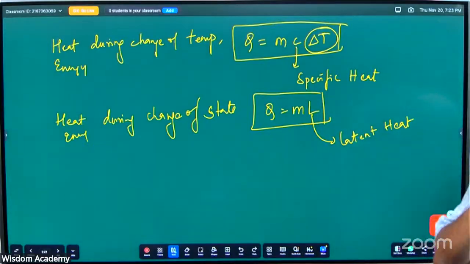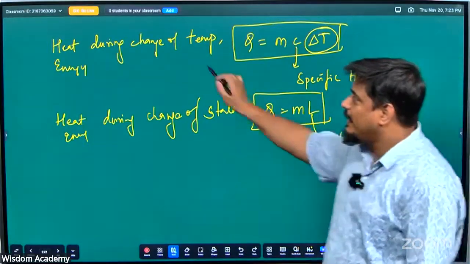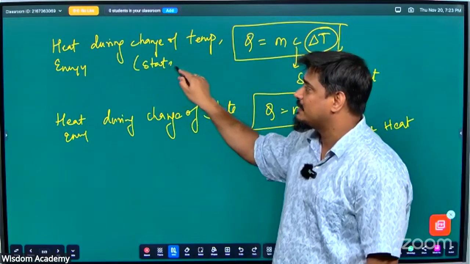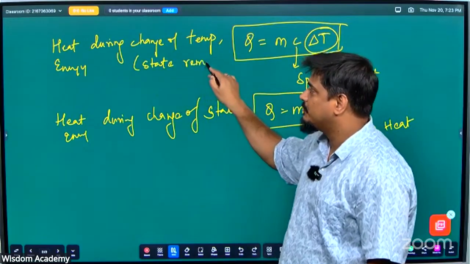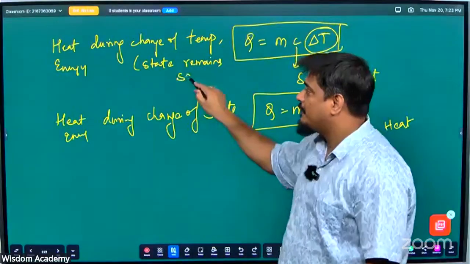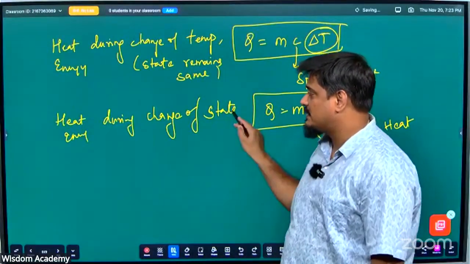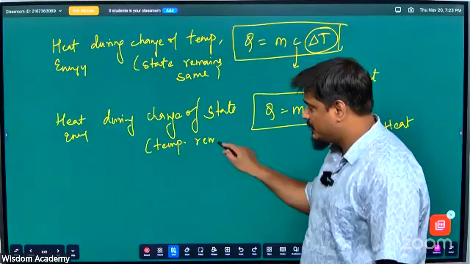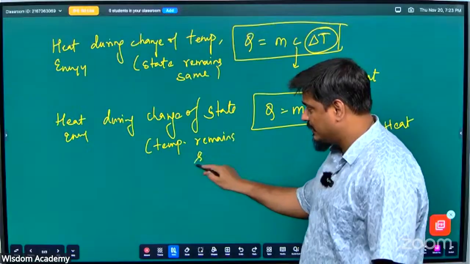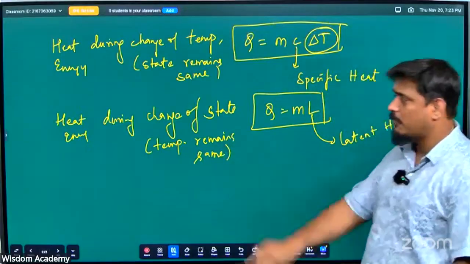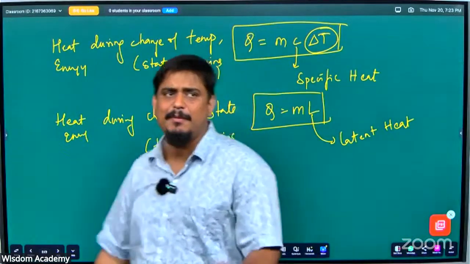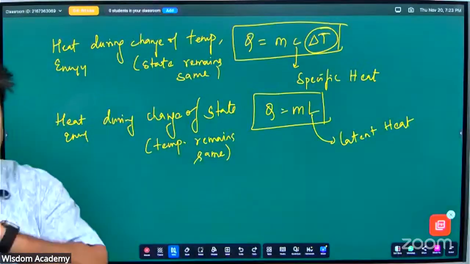So for heat during changing temperature, what will happen here? The state will remain the same. And whenever your change of state is happening, the temperature remains the same. Is it clear to you? Any problem in this? These two things I have taught you in the previous class itself, and the numerical that I gave in the previous class can be solved only if you have 100% clarity of this topic.